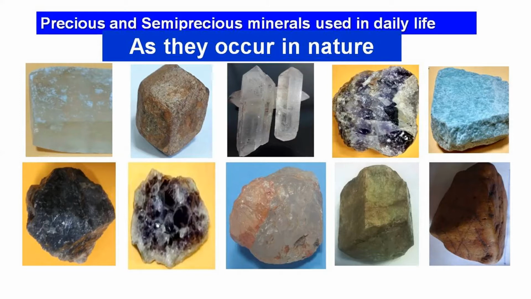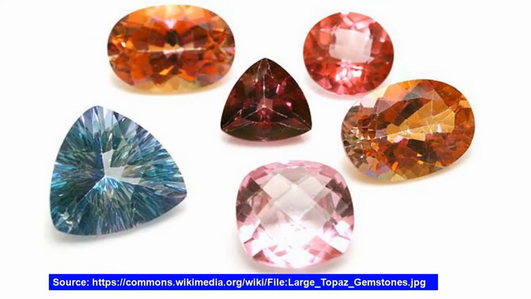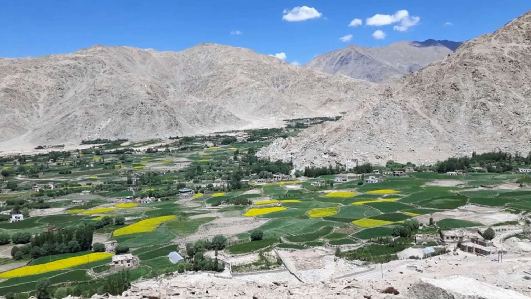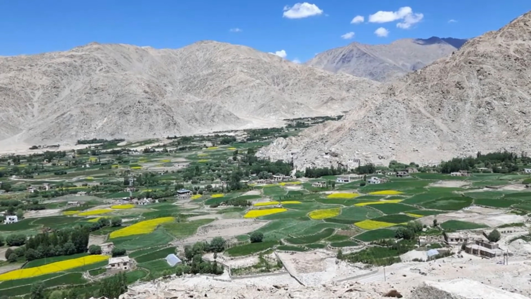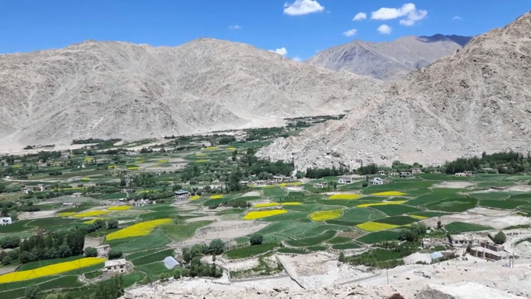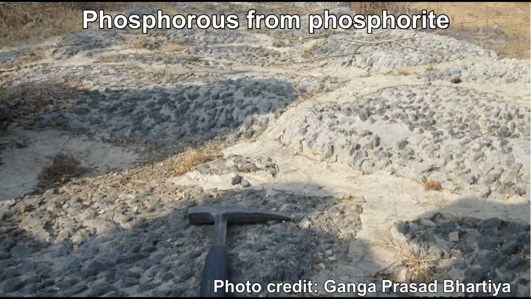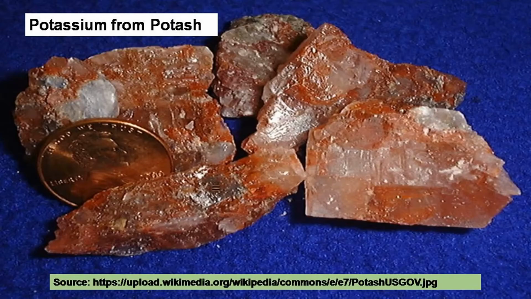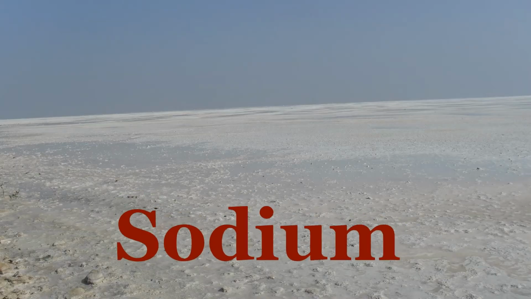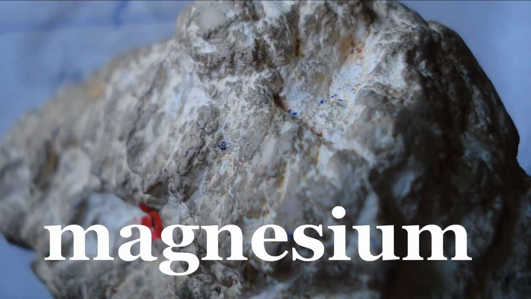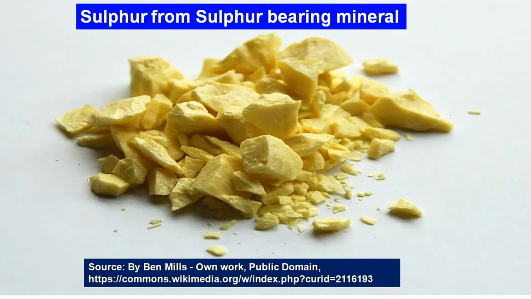We get precious and semi-precious stones like diamond, emerald, ruby, moonstone, and amethyst, which are used by human beings for ornamental and decorative purposes. Rocks can be ground and used as fertilizers. They provide elements like phosphorus, potassium, sodium, magnesium, and sulfur as plant nutrients.